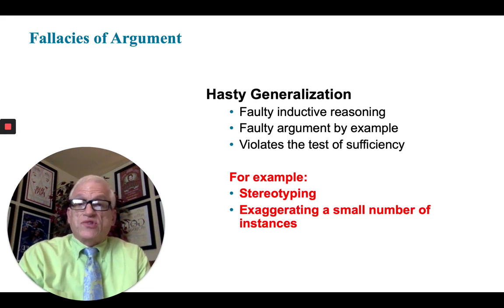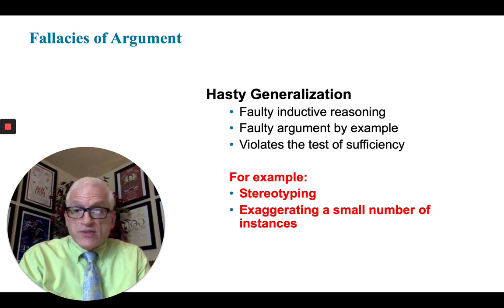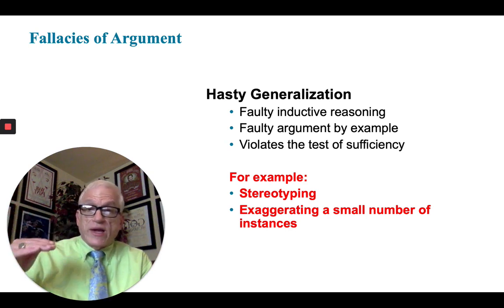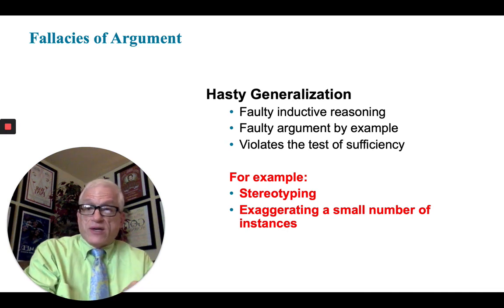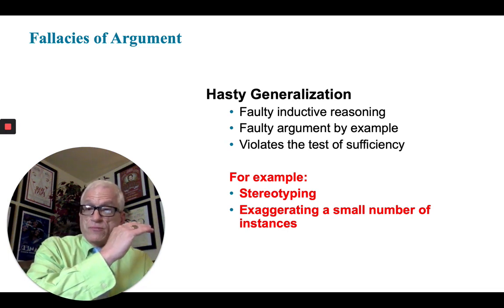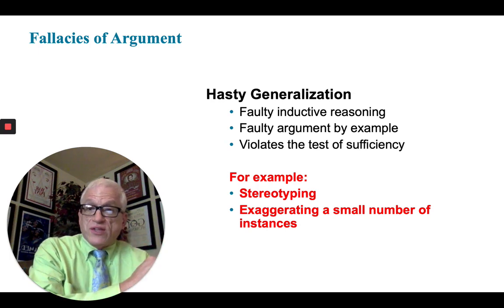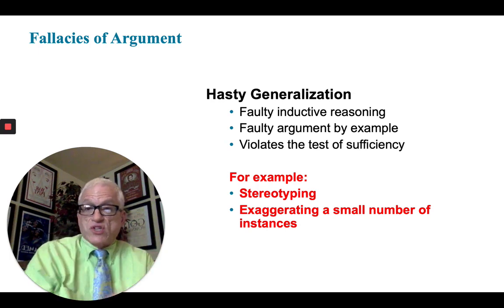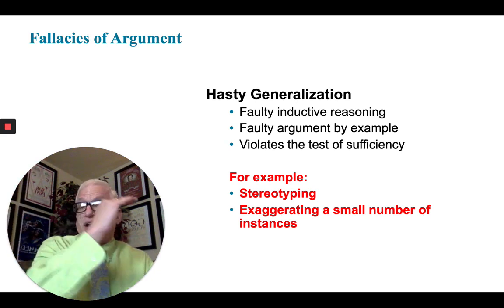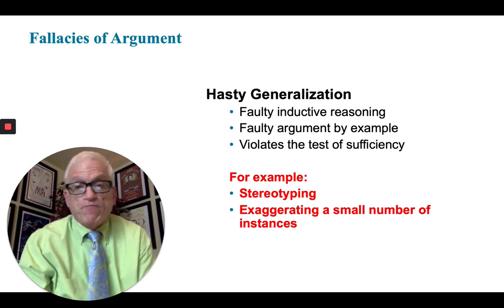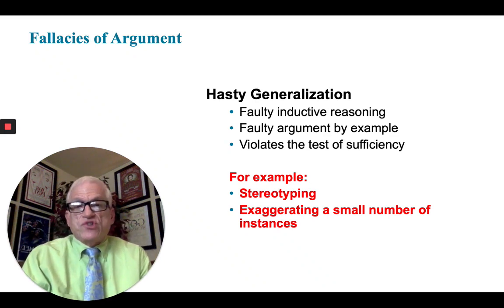For example, stereotyping is a textbook hasty generalization. We meet two people of a certain sexual orientation or race or religion or even political affiliation, and we decide that everybody that shares those same characteristics must also be the same personality or the same type of person. So we meet a few people who are a particular race, and we decide everybody in that race must be the same way.